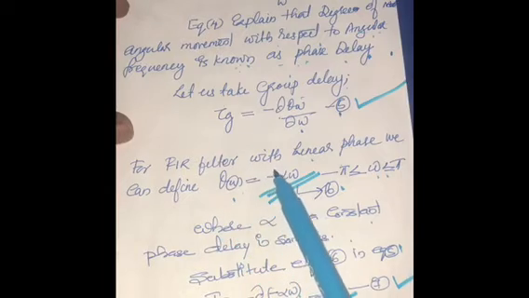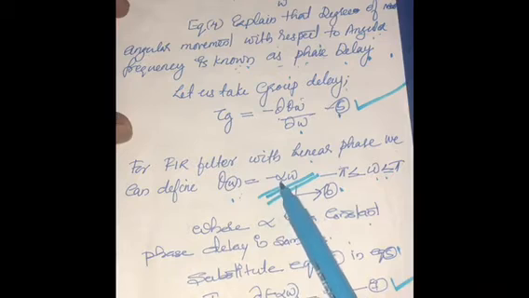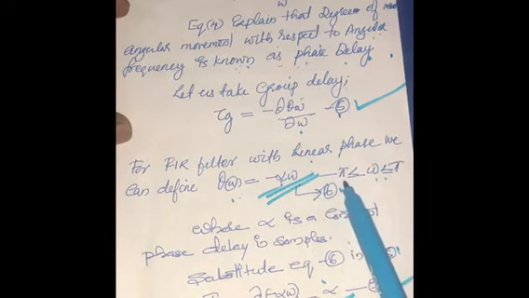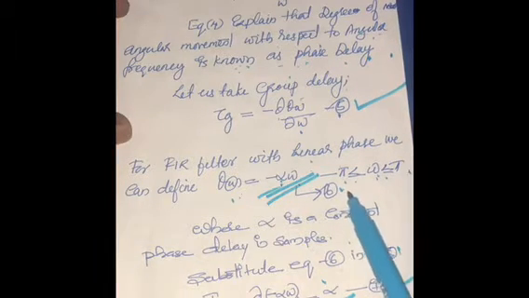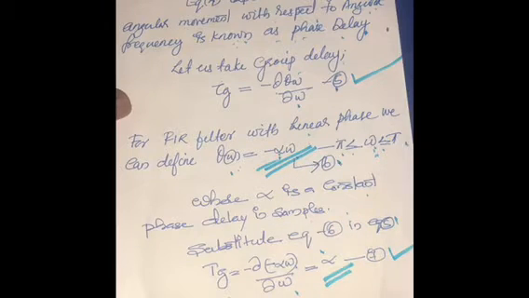For FIR filter with linear phase, we can define theta omega is equal to minus alpha omega within the limit minus pi less than or equal to omega less than or equal to pi. That is equation number 6. And this alpha is known as a constant phase delay in samples.